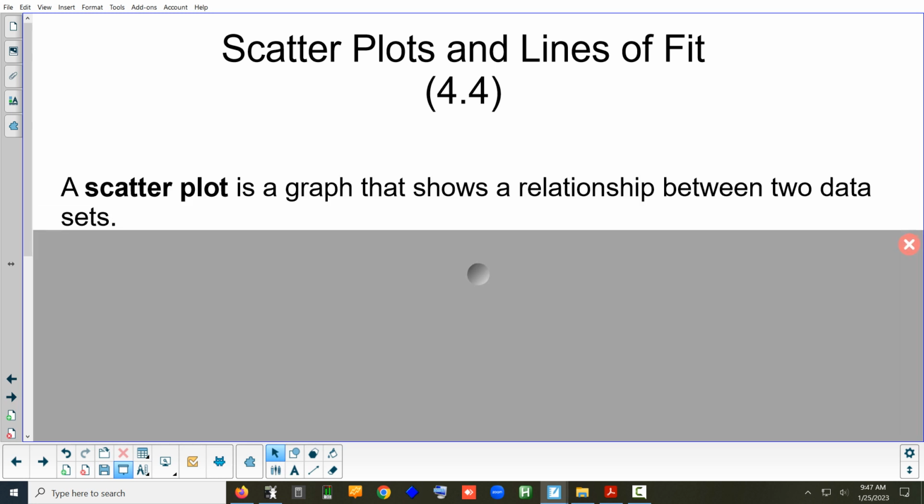So what is a scatter plot? On your guided notes, right at the top, it says a blank, and you want to fill in what's in bold. So a scatter plot is a type of graph, like a bar graph or a line graph or something like that. This is a little different. A scatter plot is when you want to show some type of connection or relationship between two sets of data.